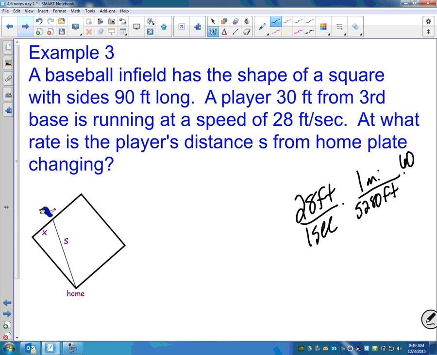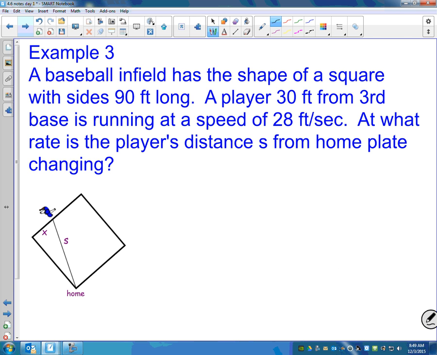Times 60 per minute, feet per hour. Is that right? Am I going to change that? You look at me like 19 miles per hour. That's pretty quick for a baseball. Whenever I see that, feet per second. No, because we need it in feet.